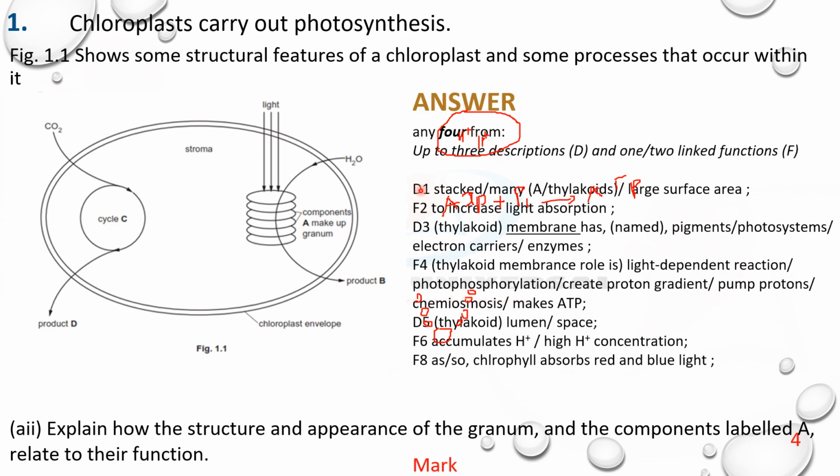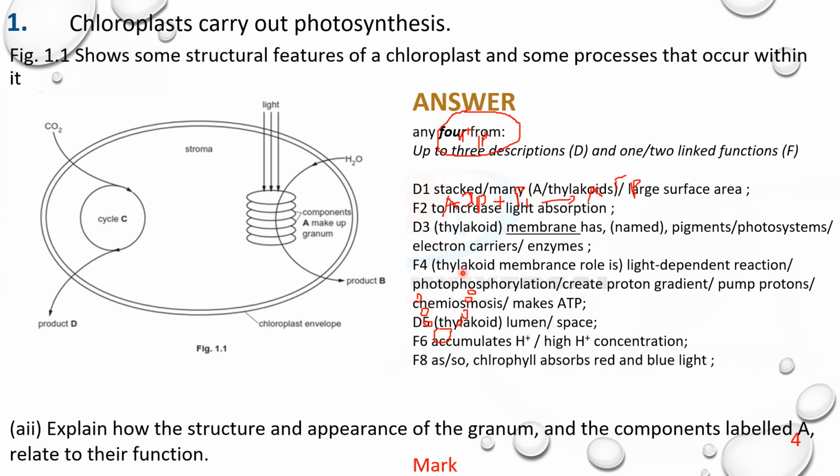All right, let's see what the mark scheme says. Anything you mention, you have to state the function. Like we said, stacked many thylakoids. What's the function? It provides large surface area. Why? To increase light absorption. The next one is the thylakoid membrane has pigments. They have photosystems, electron carriers. Now these pigments help in absorption too.